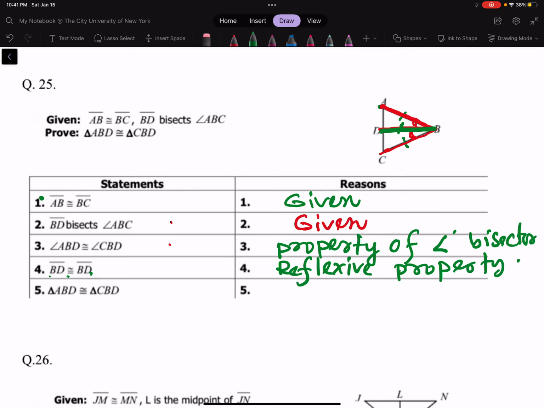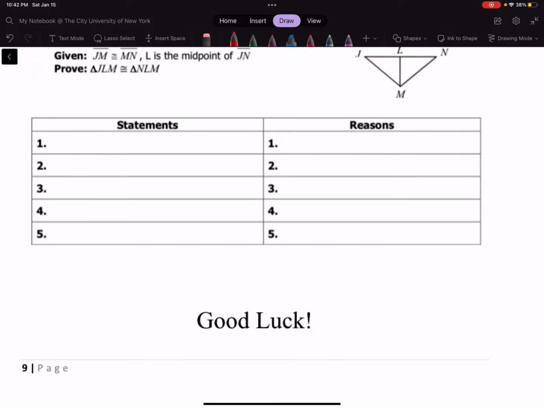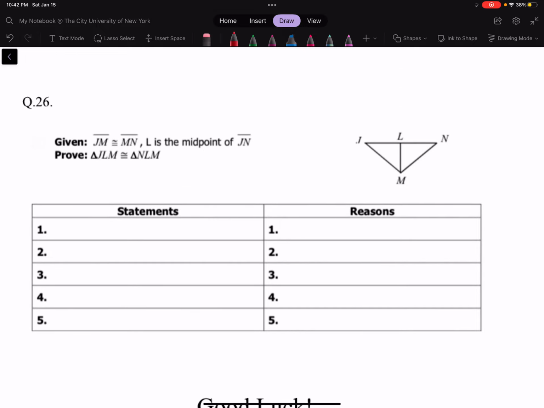Okay. Now you see what? This side is common, this side, and this included angle. So you can say triangle ABD and triangle CBD are congruent. Why? Because of side angle side. Okay. So that is it.